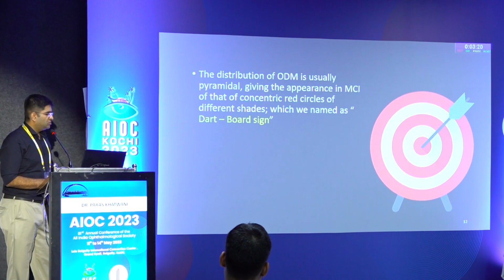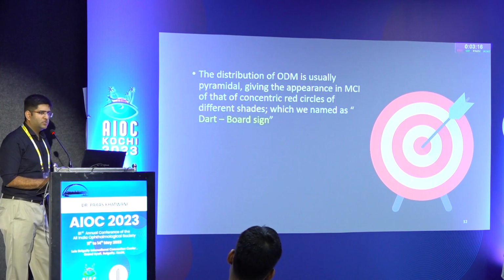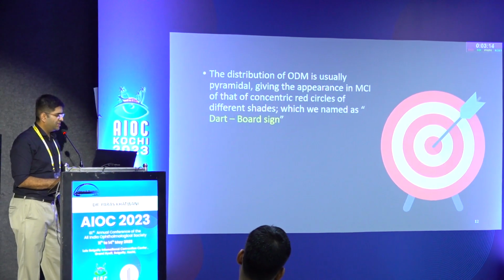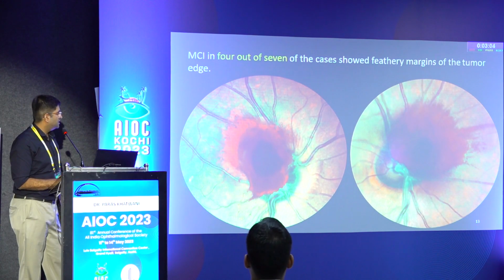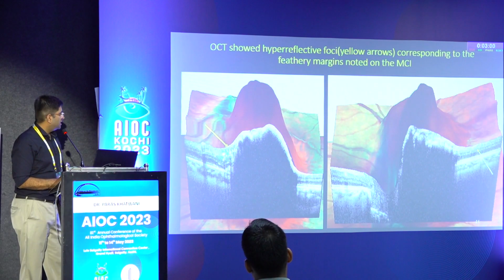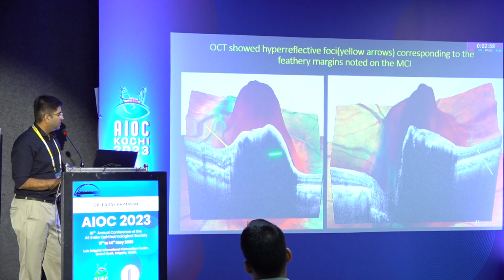So the distribution of ODM is usually pyramidal, giving the appearance in MCI of concentric red circles, which we have given the name dartboard sign. Now, 4 out of 7 patients showed feathery margins. As you can see, the margins of the tumor are feathery here, along with some satellite lesions that you can see here. On OCT, they represent hyperreflective foci, these satellite lesions that you can see on the MCI.